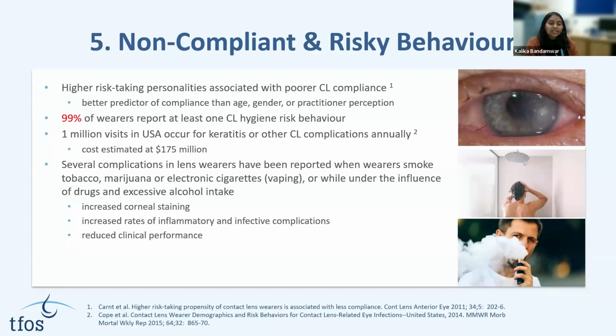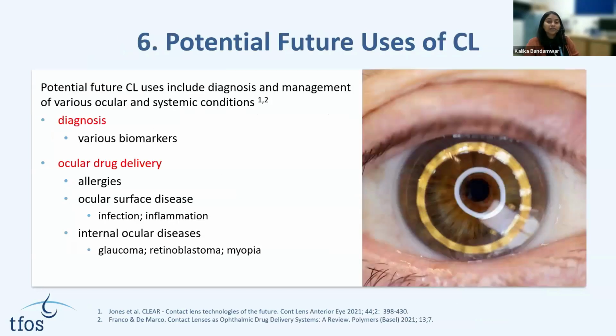Several complications in lens wearers have been reported when wearers smoke tobacco, marijuana, or electronic cigarettes, otherwise called vaping, or are under the influence of drugs and excessive alcohol intake. So, increasing awareness around these issues is something eye care practitioners can do to help improve contact lens related success.